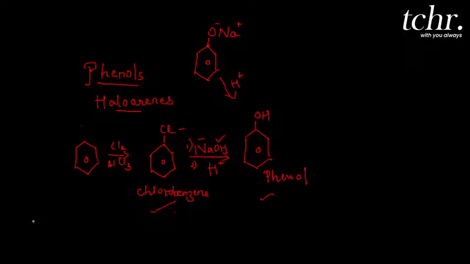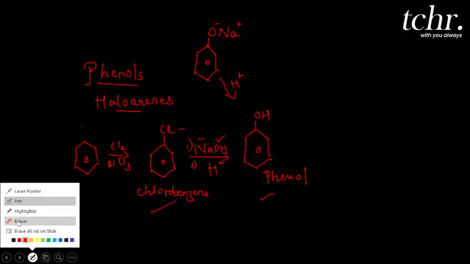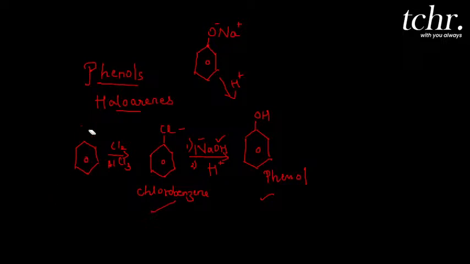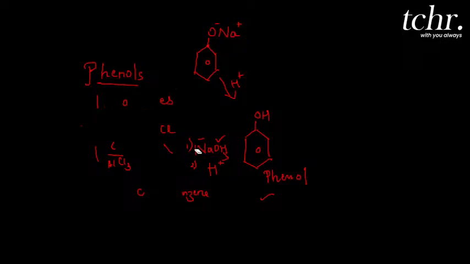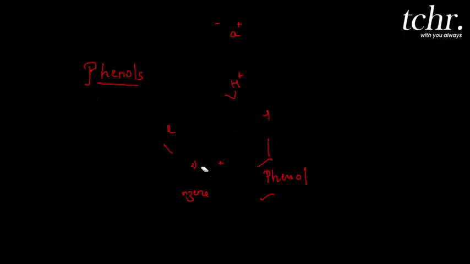Now shall we check one more method of preparation of phenol? Yes, you can prepare phenol from cumene. Now what is cumene? Cumene is nothing but isopropyl benzene. Let me take an example of cumene, that is isopropyl benzene, and explain how phenol is obtained from cumene.